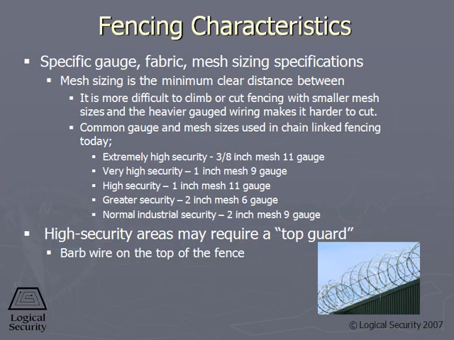In addition to the mesh and the gauge of the wire, you want to consider, of course, the height of the fence, as we discussed earlier, and putting this top guard of barbed wire on top of the fence. Many issues regarding fencing need to be considered. They require a great deal of maintenance and planning in their construction. So the fences need to be inspected on a regular basis and maintained on a regular basis.